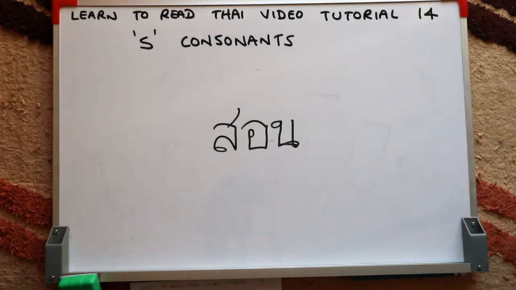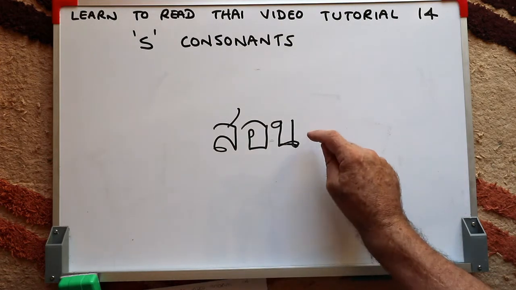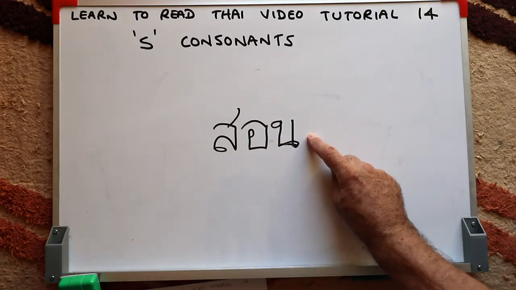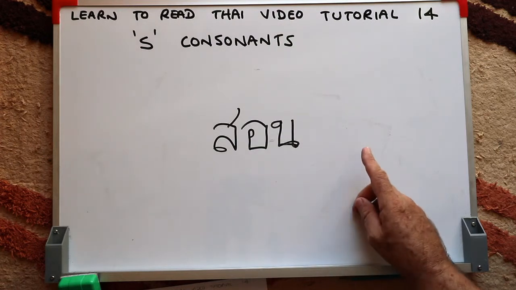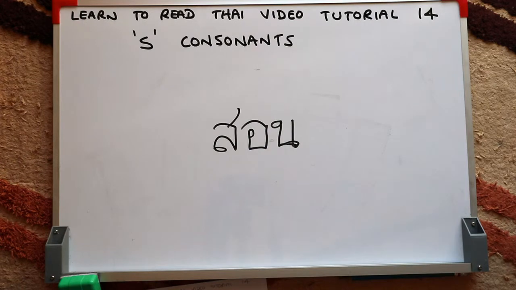สอน สอน สอน That's the Thai word to teach. And with the tone rules, we've got the high class initial consonant. There are no tone marks. It ends with an N sound, so that's a live syllable. So a high class initial consonant and a live syllable makes a rising tone.